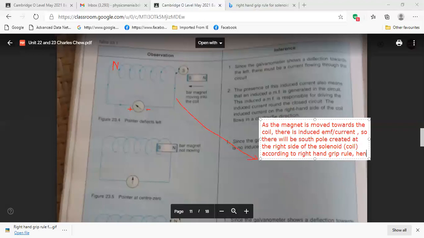Hence, the magnet will not be allowed to move further due to repulsion. Is it clear? This statement is clear to you? Yes, sir.